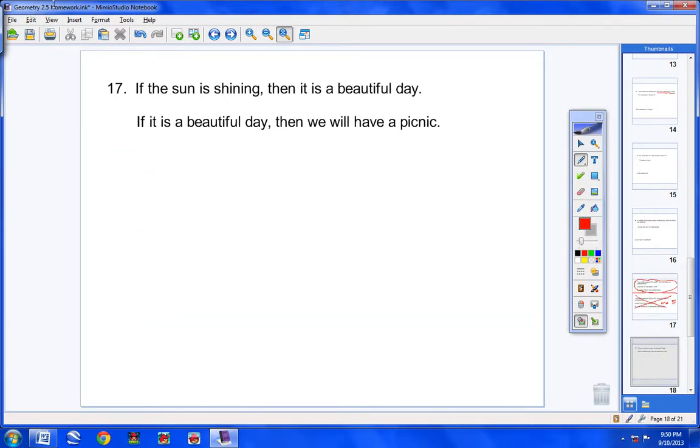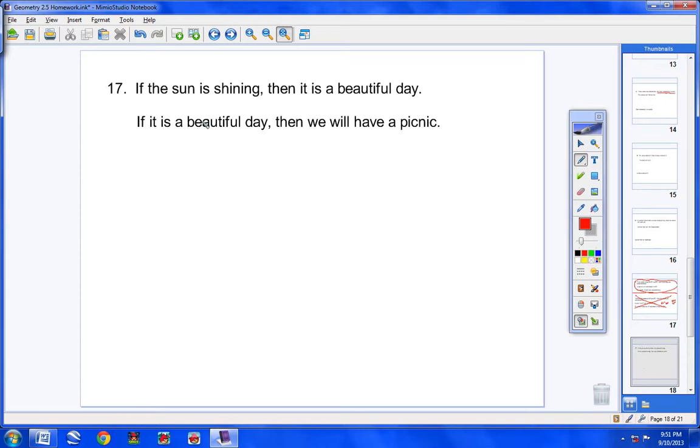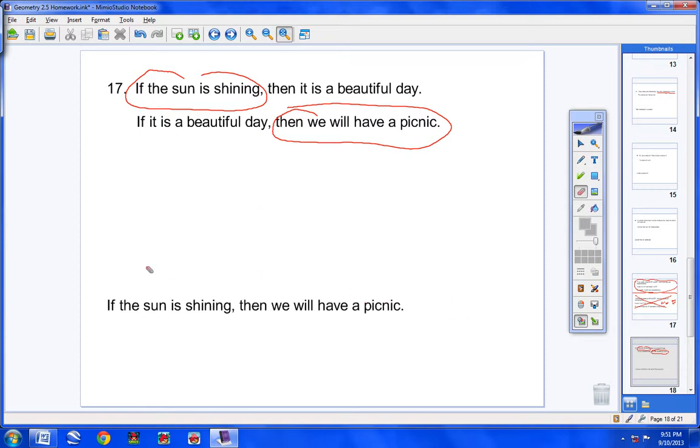That's a tough problem. Number 17, 18, and 19. I'm sorry, I'm reading the directions incorrectly. Write the conditional statement or the if-then statement that follows from the pair of true statements. Now, this is called the law of syllogism, and this is what we're going to use. Watch carefully. If the sun is shining, then it's a beautiful day. If it's a beautiful day, then we'll have a picnic. So you take the if part from here and the then part from here, and we can state, if the sun is shining, then we will have a picnic. And that's what you would write.